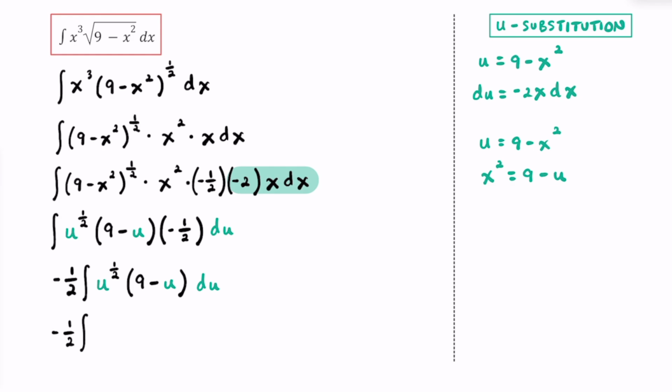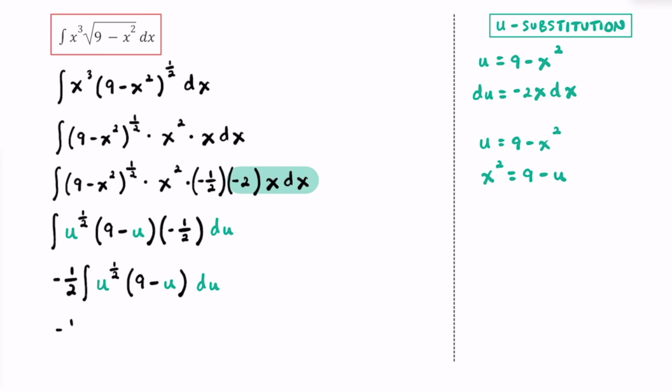And if we multiply this u to the 1/2 power times 9, that's just going to be 9 times u to the 1/2 power. Nothing crazy there. But then when we multiply this u to the 1/2 power by u, which is u to the first power, keep in mind that we're going to add their exponents. So if we have 1 plus 1/2, that's going to be 1.5 or 3/2. So let's write this as minus u to the 3/2 power, which is the same thing as 1.5. And of course, after we have all this, we still have this du afterwards.